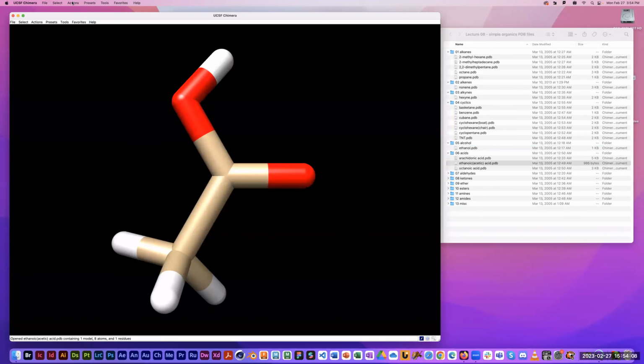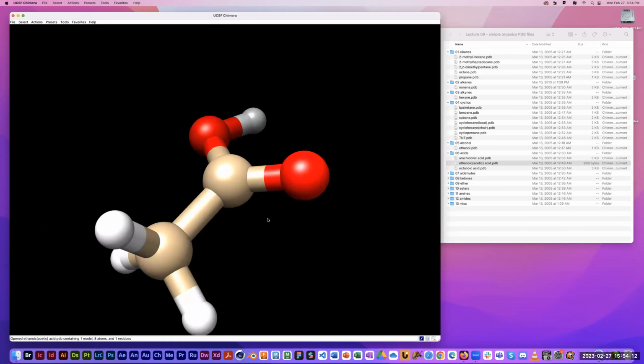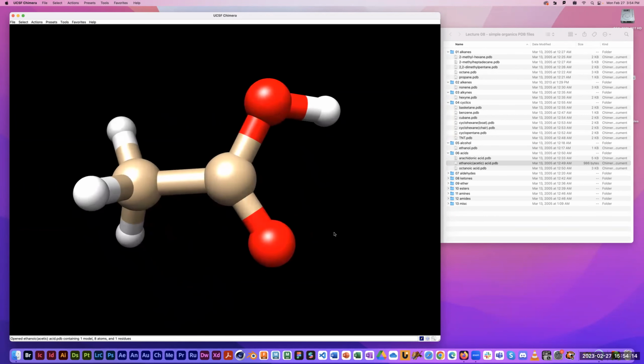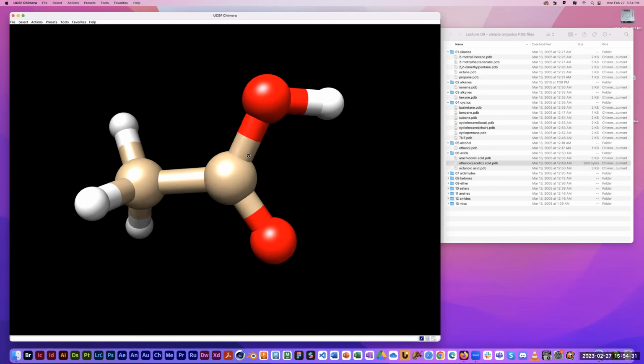Here is our carboxylic acid. This is ethanoic acid, or acetic acid, vinegar. It's a 2-carbon chain, so that's ethane, but we've got a double bonded oxygen down here and an OH group up there, so it's COOH. So that's a carboxylic acid.